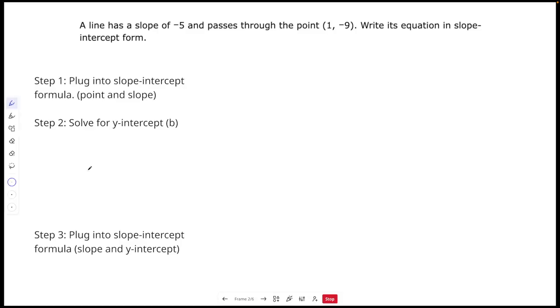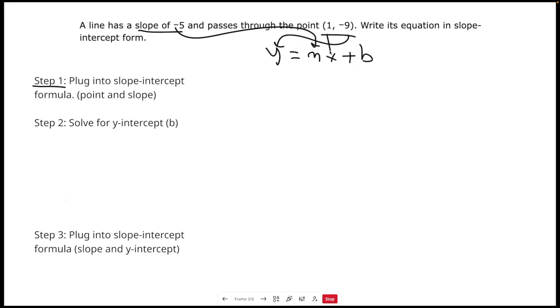So, they tell us we have a line, it has a slope of -5, and it goes through the point (1, -9), and it wants it in slope-intercept form. So step one, we're going to use the slope-intercept formula. We should be already familiar with this. So we know the slope goes here, my y coordinate goes here, and my x coordinate goes here. So now we have -9 equals -5 times 1 plus b.